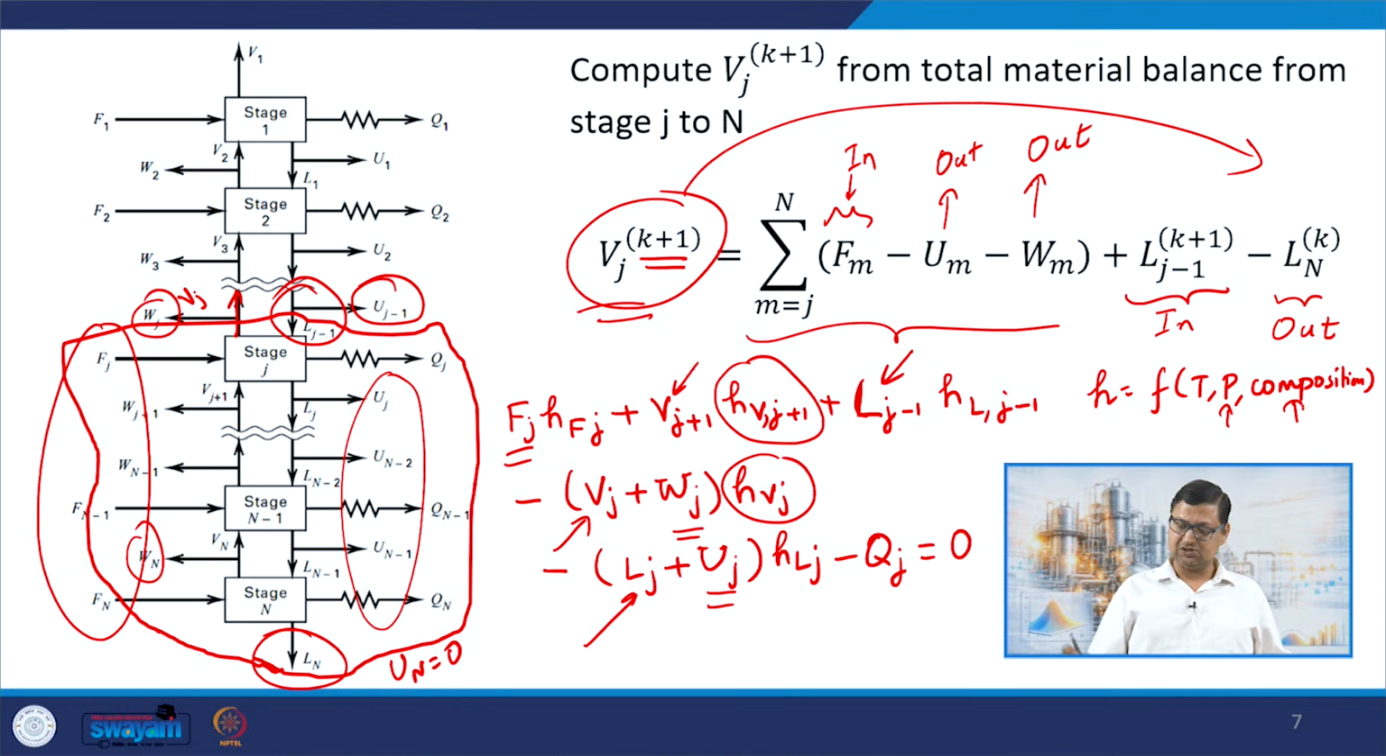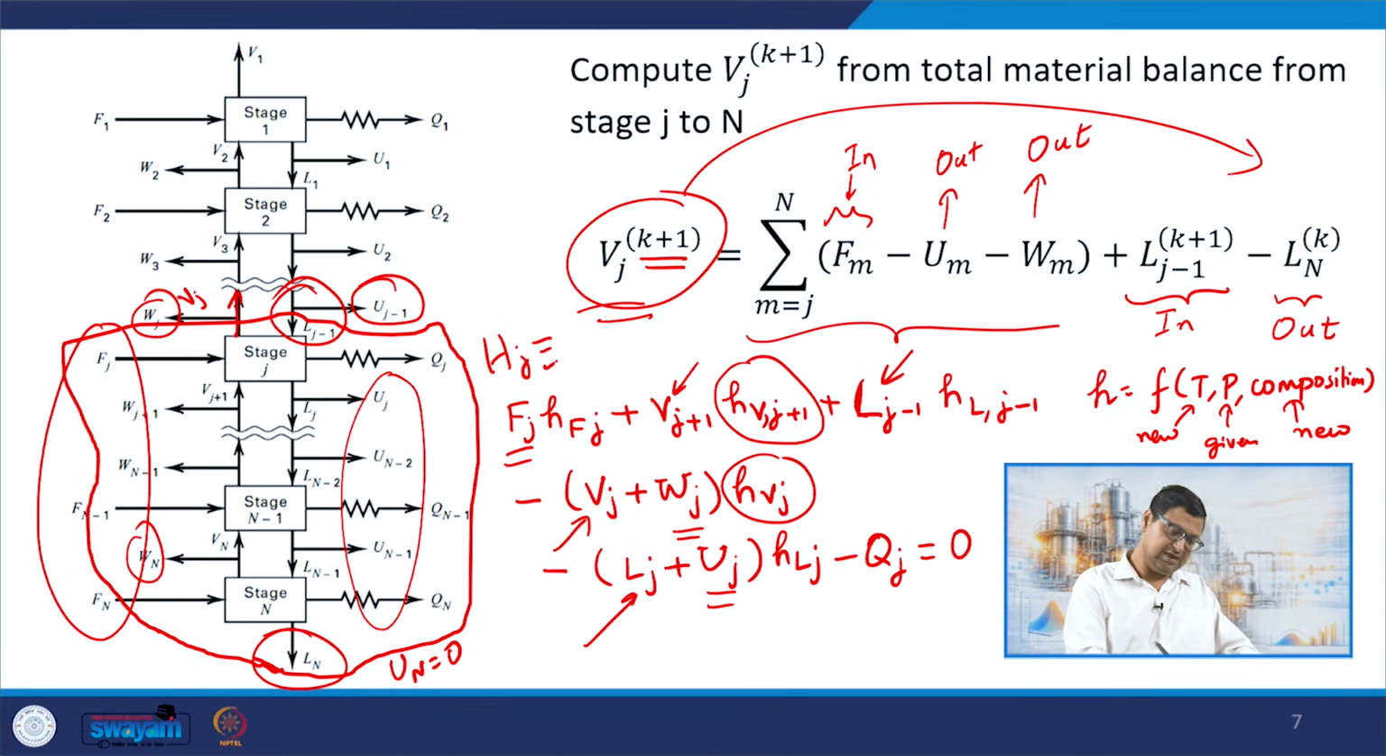So, this also I am going to change. The P is given, but for T and composition I am going to use the new value that will give me a new value of H. And this is going to be some kind of a nonlinear equation, and in fact we are going to have a nonlinear equation therefore for every stage. So, this is the Hj, the energy balance for stage J.